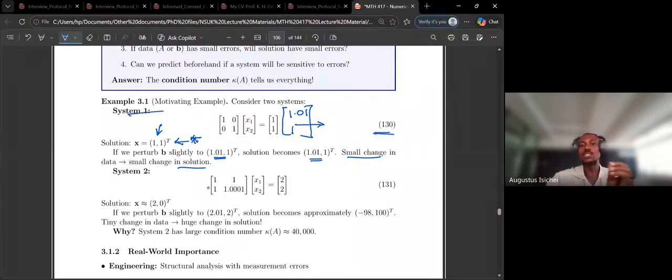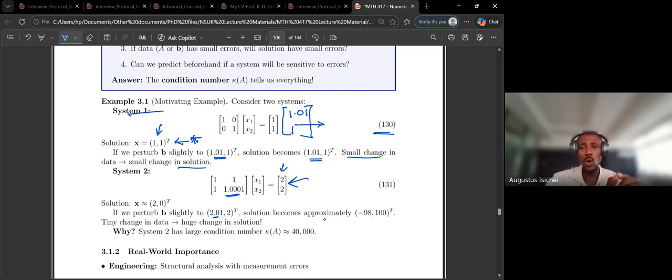Now, by the time we introduce a smaller change in the system, we make this become 1, 1, 1, 1, 0, 0, 0, 0, 1. No longer the identity matrix 1, 0, 0, 1. With a constant 2, 2. Now, if we have a slight change in this particular constant matrix, instead of having 2, 2, we have 2.01 and 2. What then happens to the solution?